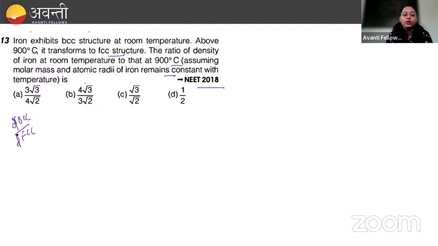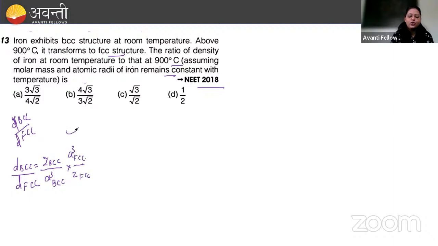Yeah, you know what will be the formula for this? Density for BCC will be equal to Z of BCC divided by a cube of BCC, because all other things will be constant, same. Z for FCC will be Z of FCC divided by a cube of FCC. This will be the formula we need to use, right?